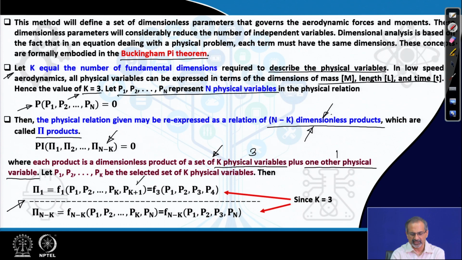You see, in general they are shown like this: P 1 to P k followed by P k plus 1 for pi 1, and P 1 to P k for pi n minus k, which is the last pi product, followed by P n. In our case, k is equal to 3. Therefore, we have P 1, P 2, P 3 which are fixed, and the last one varying from P 4 to P n. That is how we would generate our pi products.